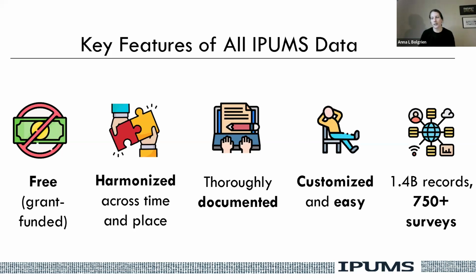And the goal of accessing that harmonized data through that web interface is to create a customized data extract that includes the samples and the variables that are of interest to you across time and place. And this interactive website makes it easy to create such an extract. Across all of the IPUMS data collections, we have 1.4 billion records and 750 surveys total.